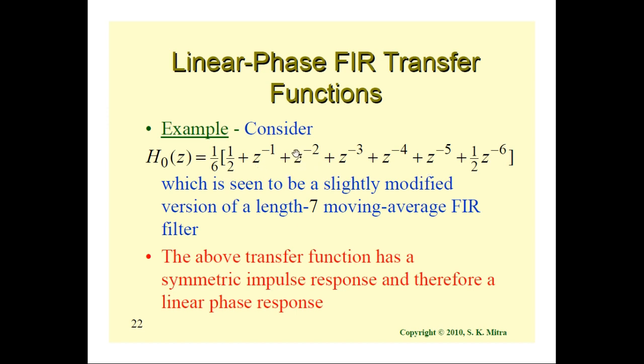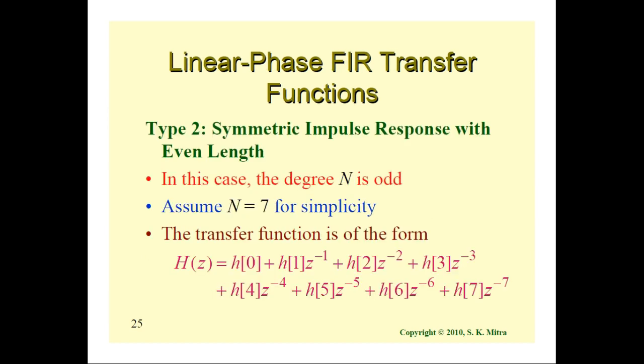And in a similar manner, the coefficient of z minus 2 will be 1 by 6 and z minus 4 will be 1 by 6, and they correspond to each other, whereas the coefficient of z minus 3 is 1 by 6 and it is exactly at the center of symmetry. So the response is a length 7 response. It is symmetric and therefore it is a type 1 FIR filter.